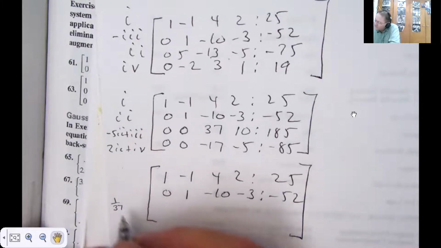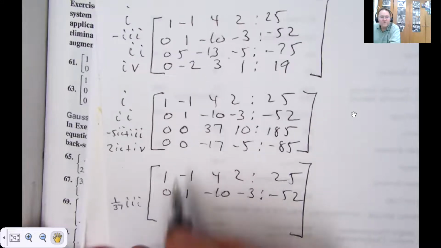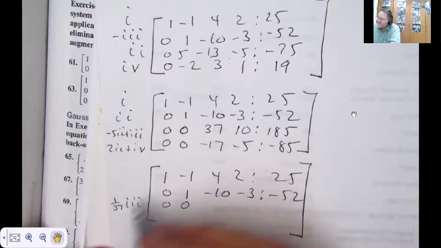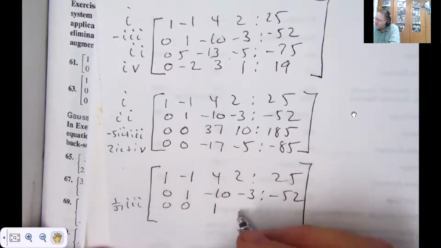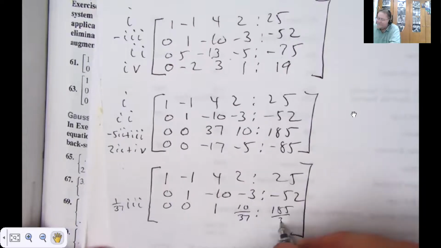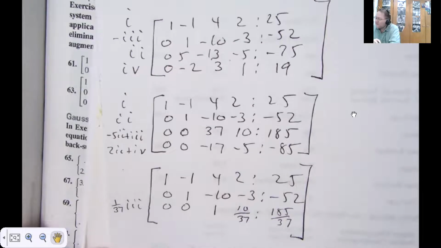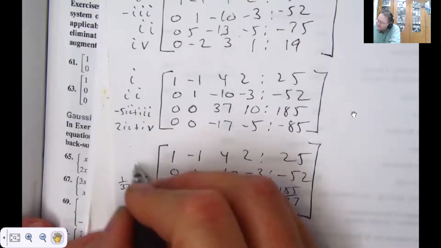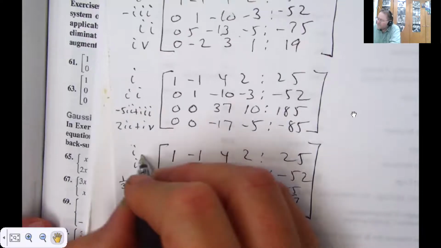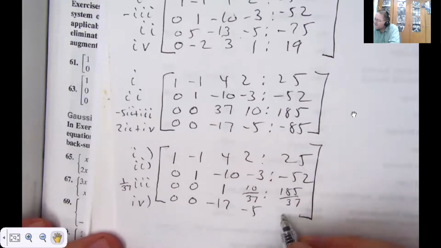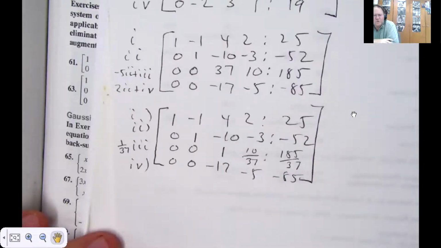I'm going to take 1/37th of row three. So zero times 1/37th is zero. Zero times 1/37th is zero. 1/37th times 37 is one. And here's where it gets a little bit ugly. So I've got 10 divided by 37 and 185 divided by 37. Let's hope I haven't made a mistake, because that would be ugly. And then I'm going to keep everything else the same. In fact, this is row one, row two, row four. So that's 0, 0, negative 17, negative 5, negative 85. Ooh, it's going to get ugly here.